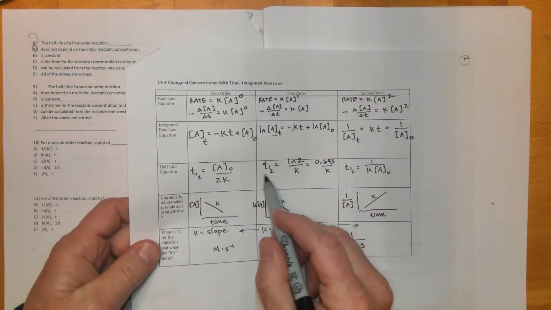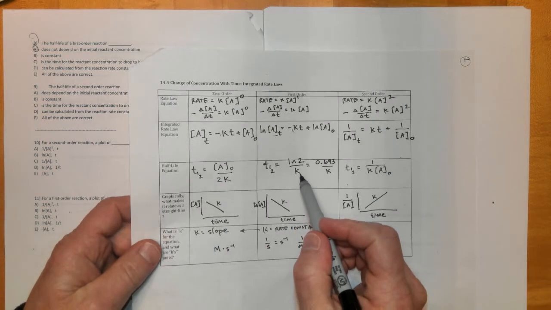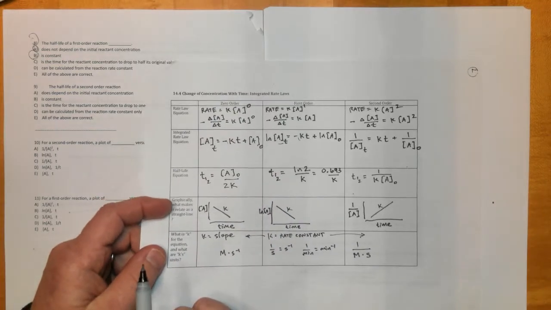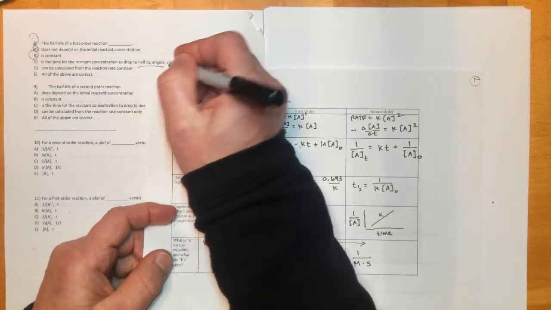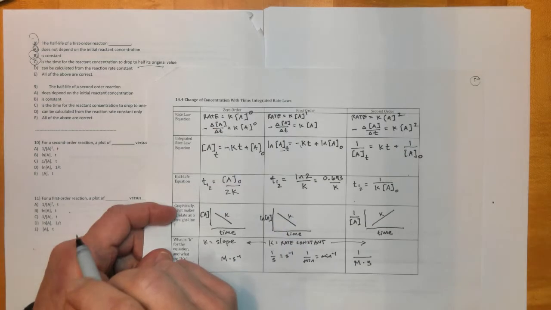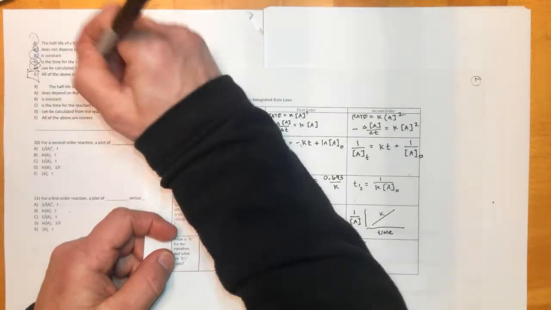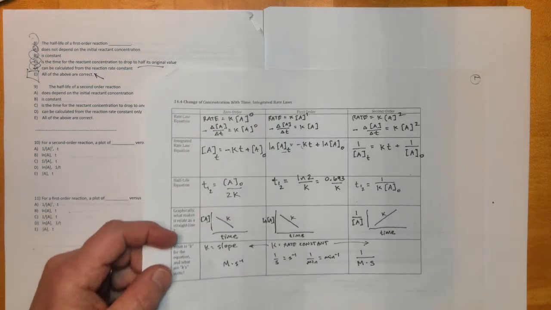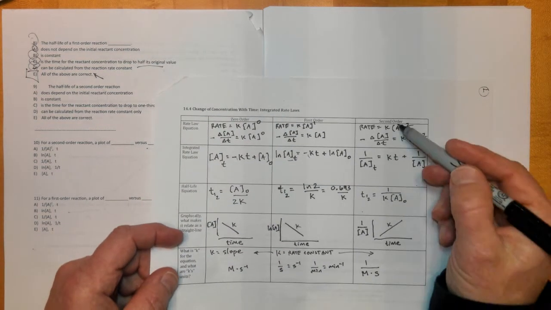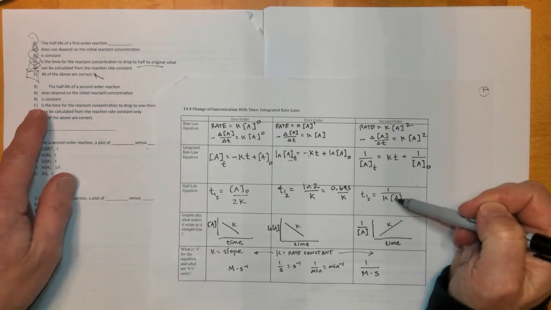The half-life of a first-order reaction does not depend on the initial reactant concentration. You can see that t1/2 is only equal to the natural log of 2 divided by k. It is constant. It is the time for the reaction concentration to drop to half of its original value, and it can be calculated from the reaction rate constant, as you can see right here, meaning that E, all of the above, is correct.